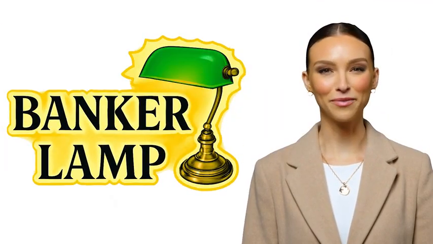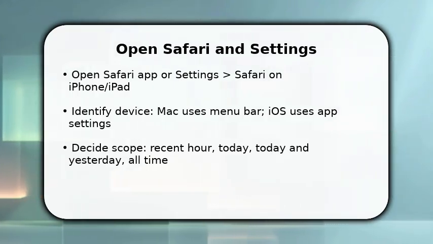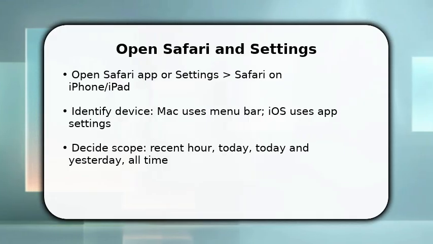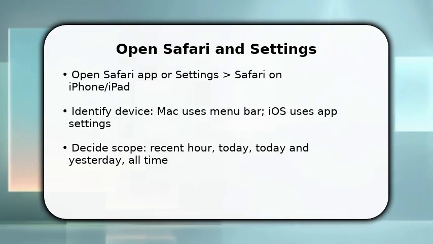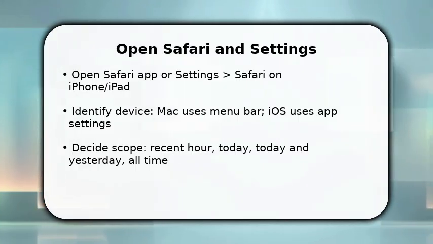Please enjoy the video. You start by opening Safari on your device and moving straight to the place that controls history. On a Mac, click Safari in the menu bar and choose Clear History. On iPhone or iPad, open Settings, scroll to Safari and tap Clear History and Website Data. This step selects what you will remove, so make sure you pick the correct scope, recent hour, today, or all time, because once cleared, those timestamps are removed from your local device.